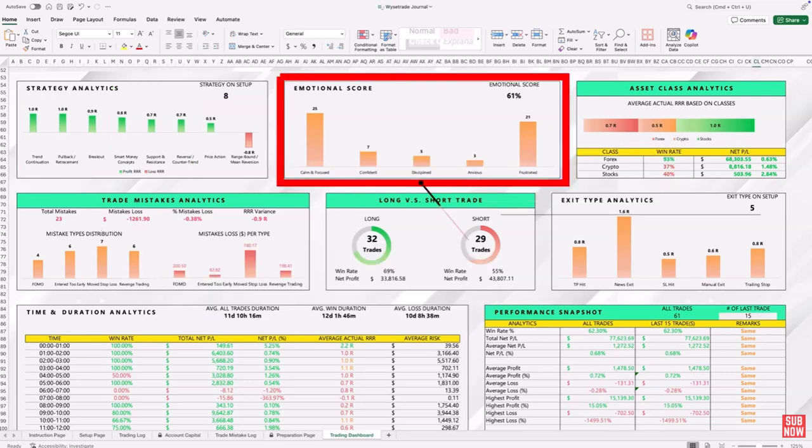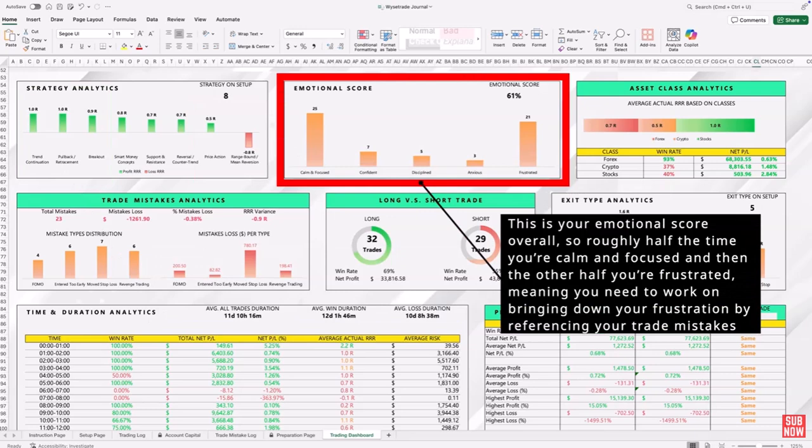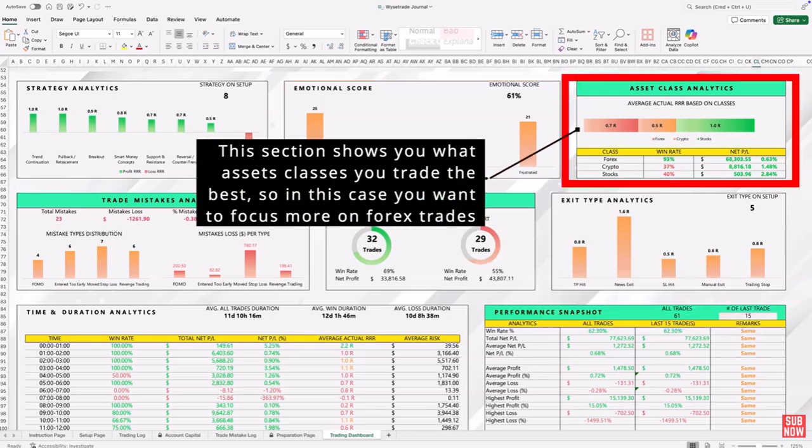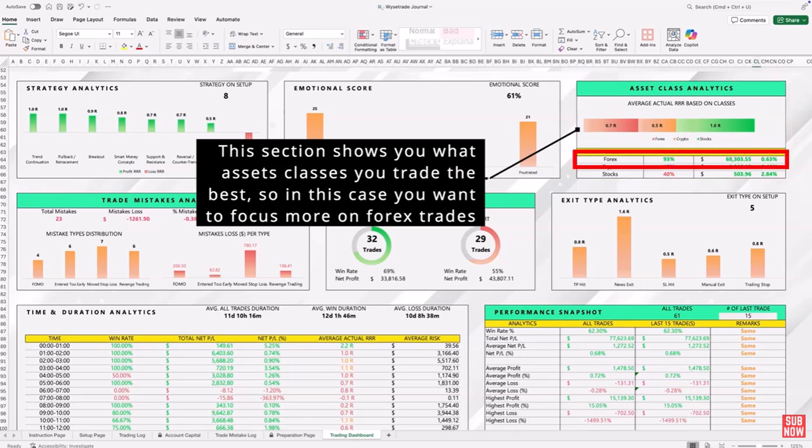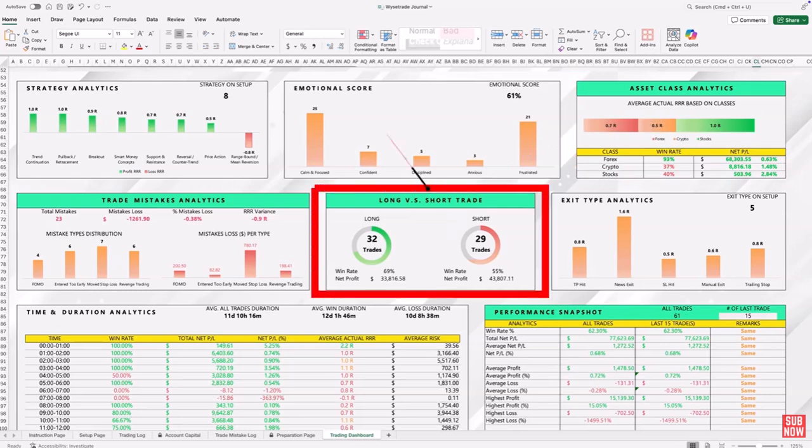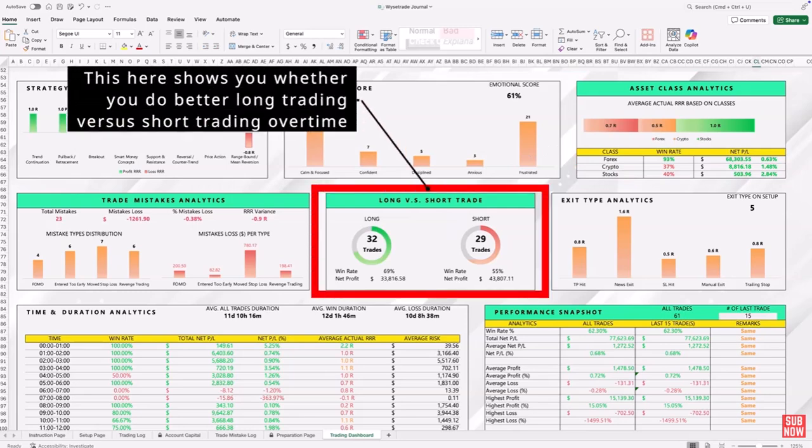This is your emotional score overall. So roughly half the time, you're calm and focused. And then the other half, you're frustrated, meaning you need to work on bringing down your frustration by referencing your trade mistakes, which we will be getting into next. This section shows you what asset classes you trade the best. So in this case, you want to focus more on Forex, as you've been doing the best with this asset class. This here shows you whether you do better long trading versus short trading.